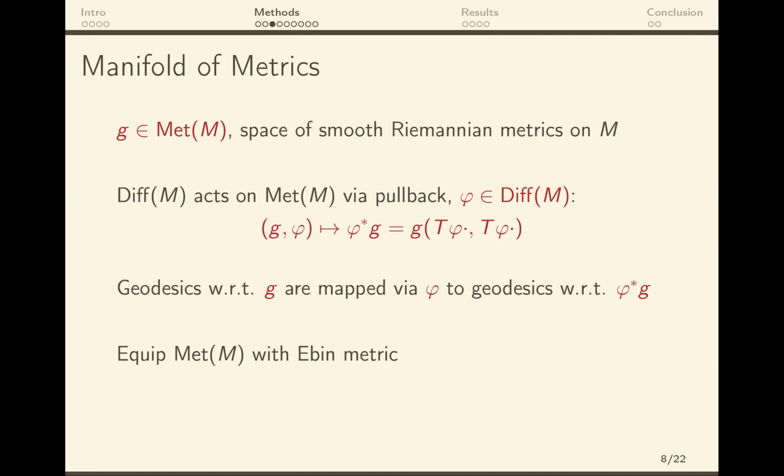So let's talk a little bit more about the manifold of metrics. The metric G belongs to the space of Riemannian metrics. Diffeomorphisms act on the space of metrics by pullback as shown. Notice here, T of phi is the push forward of phi, that is the differential d phi. Note that the geometries of G and phi star G are related via phi. In particular, geodesics with respect to G are mapped via phi to geodesics with respect to phi star G. We will equip this manifold with the Ebin metric to get an infinite dimensional Riemannian manifold of Riemannian metrics.